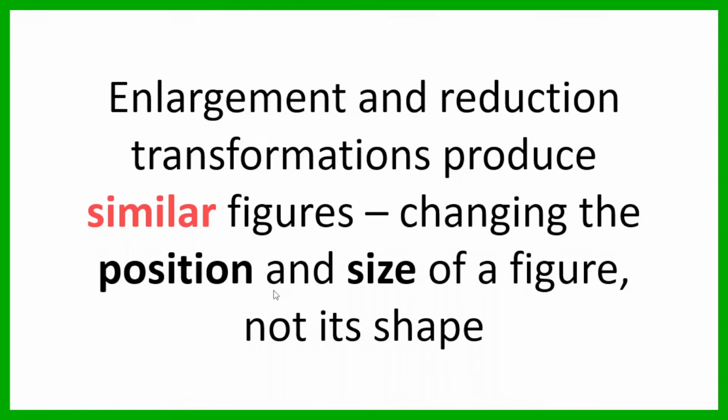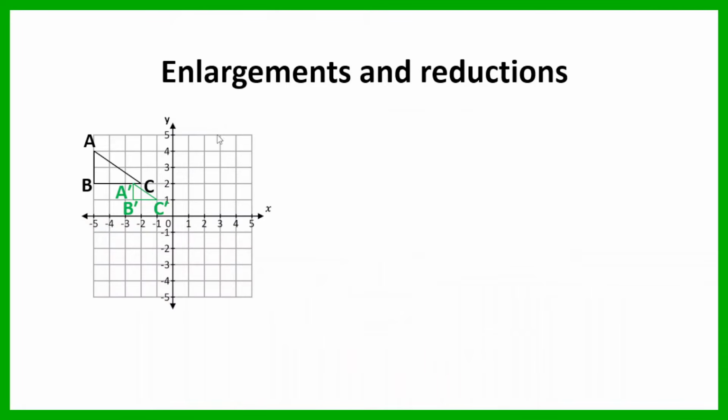So they're going to have a different position and a different size, but the shape is still going to stay the same. So when we're looking at enlargement and reduction transformations, because they are producing similar figures, not congruent figures, it means that the area and perimeter are going to be affected.